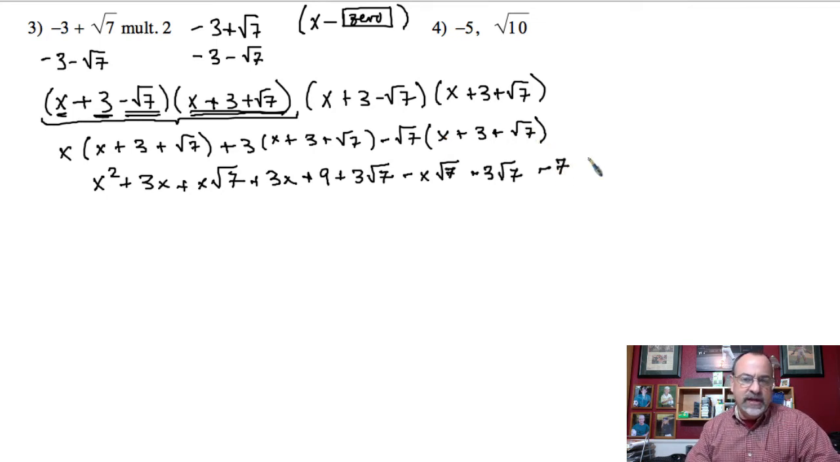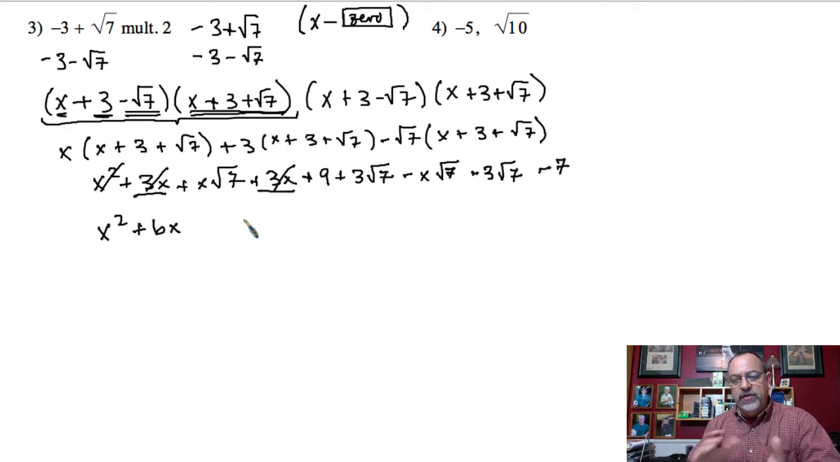All right, so now that I have all that, I simply combine my like terms. So I have an x squared here. So that takes care of that. I have a 3x here and a 3x here, and that's the only x term, so that's a plus 6x, so that takes care of those. Now again, if we've done this right, the square roots should go away. So when I see x plus square root of 7, I should have a negative x square root of 7 that adds up to 0, which cancels those out. So I have it here and here, so that takes care of that.